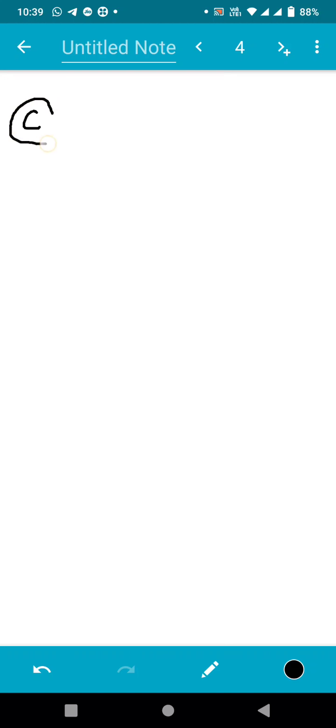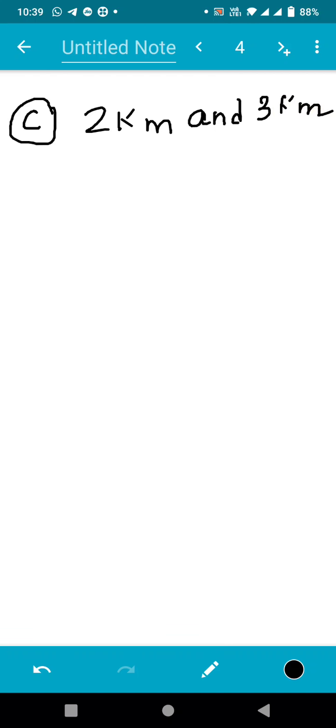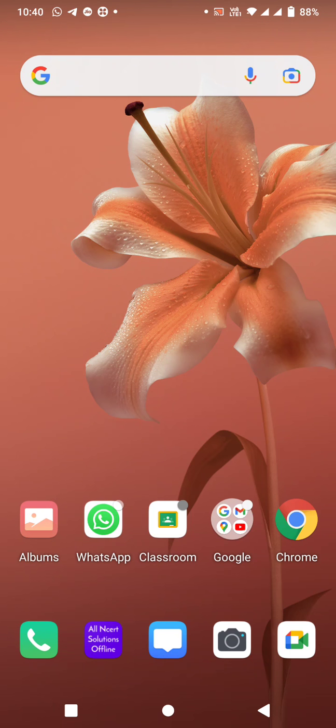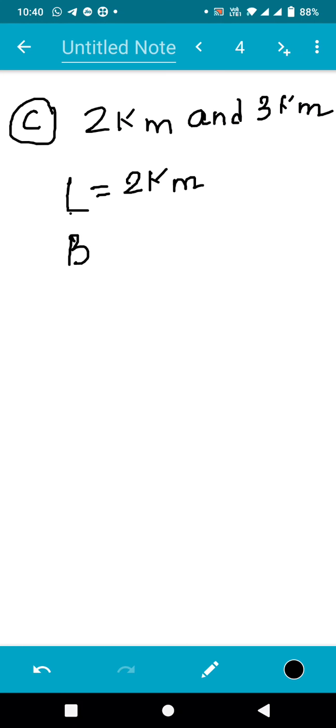So what is given in sum number C? Sum number C is given 2 kilometer and 3 kilometer. Fine. So the value of length would be 2 kilometer, and breadth would be 3 kilometer.